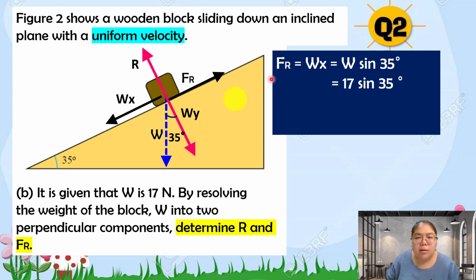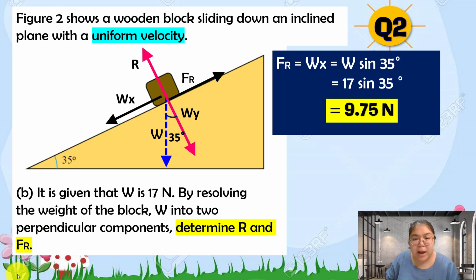Okay, FR, FR is the same as WX. So I bring the WX to come here. You can see the WX is just opposite the 35 degree angle. So for opposite we're using sine. So from here we just write W sine 35, because in the whole triangle, the longest side is W. So W is how many? 17. So we bring the 17 in, then 17 sine 35. So from here we get 9.75 Newton. That one is WX. So that means WX is represented by the friction. So we just write friction is 9.75 Newton.